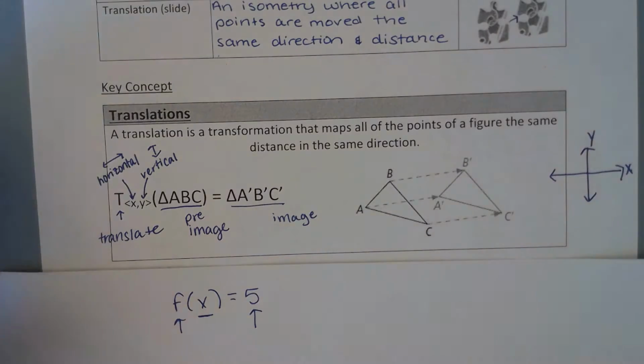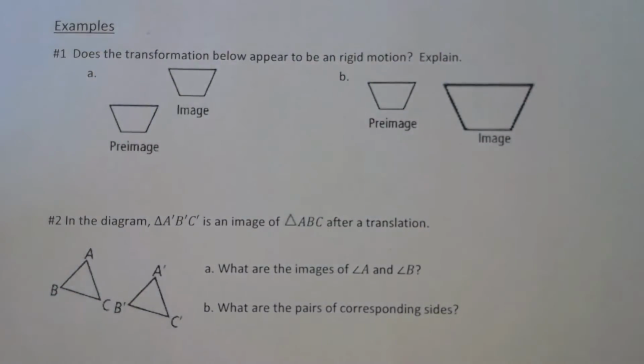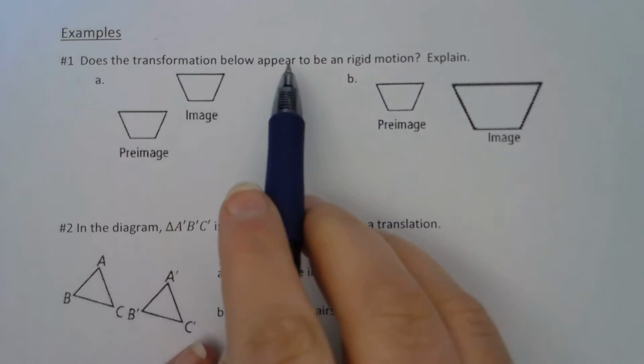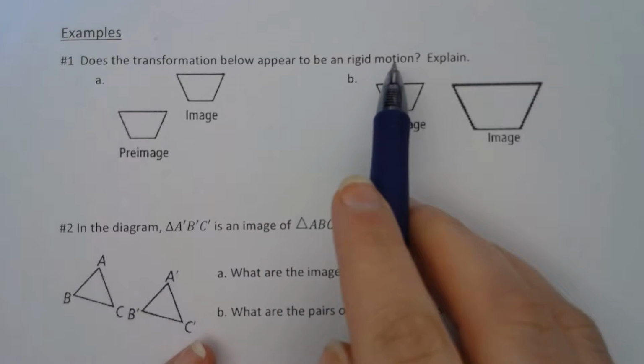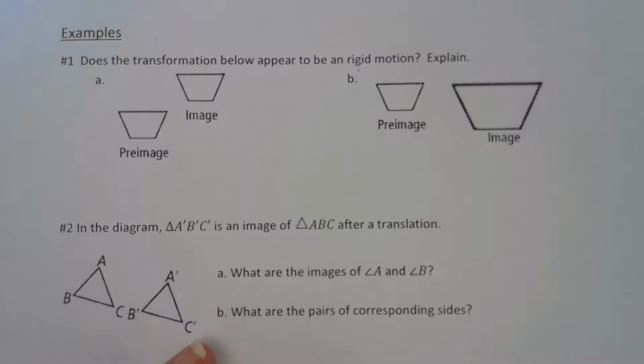All right, we're now going to start getting into some examples. As I go through these examples, guys, please feel free to pause and test yourself. Try to do the question on your own first, and then play to see if you can get the answer correct. Also pause if you need to write down something or if I go too fast. So the first question says, does the transformation below appear to be a rigid motion? Explain. Go ahead and try to answer that on your own.